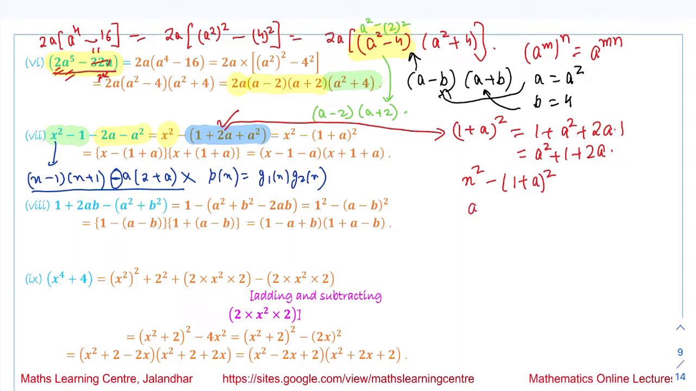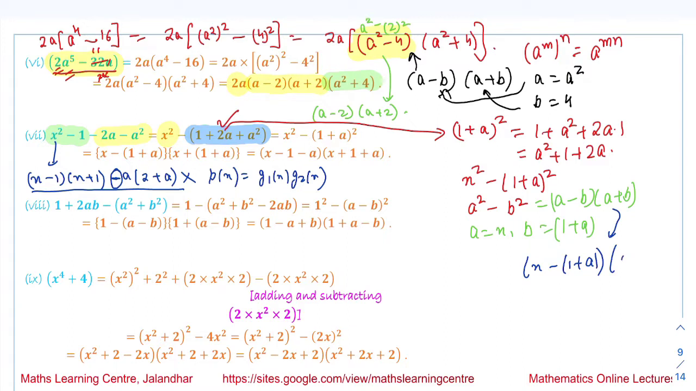Now this is of the form a square minus b square, where the value of a is x and the value of b is 1 plus a. The formula we have is a minus b into a plus b. So when you substitute these values, it is x minus 1 plus a, and x plus 1 plus a. So the answer you will get is x minus a minus 1 into x plus a plus 1.